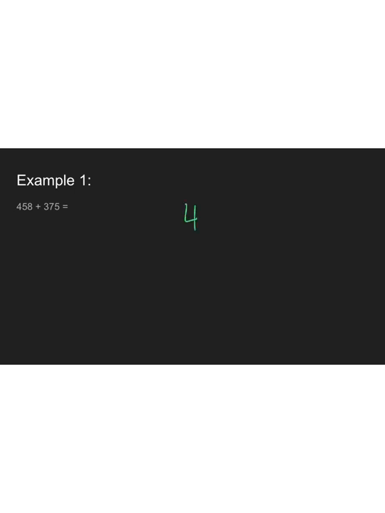So you have 458 plus 375 right underneath it. Okay, and then what you're going to do is start adding these numbers in the ones column first. So if we split it up like this, we can see here's the ones place right here.